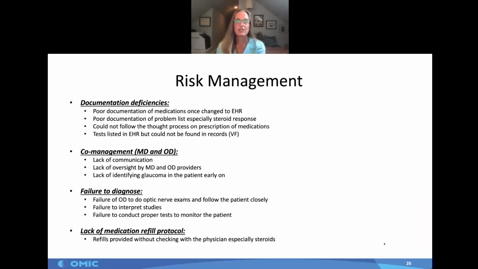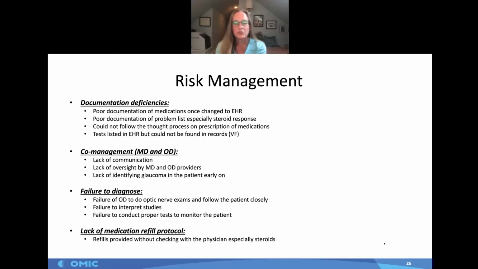So as far as documentation, they had been in paper charts and then switched over to the electronic health record. And there was poor documentation of medications in that record. Also, the problem list was incomplete, especially no notation of a steroid response. It was difficult in reviewing the chart and the electronic medical record to really follow the thought process of the treating physician and why they prescribed certain medications. Diagnostic tests were listed in the record but could not be found, and it was unclear if they were interpreted.